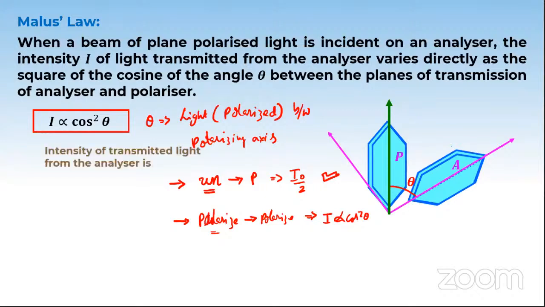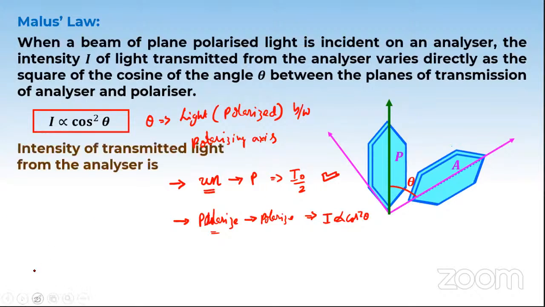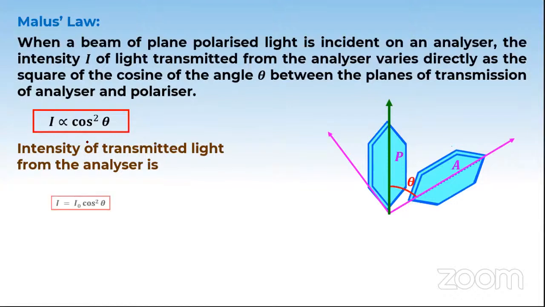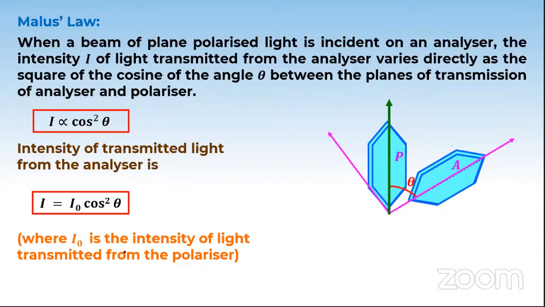Exactly, that's correct. Let me write the formula here. After removing the proportionality symbol, you get I = I naught cos square theta, where I naught is the maximum intensity of the light, or the input intensity. It is the incoming intensity, and I is the outgoing intensity. And theta is the angle between the polarized light and the polarizing axis. I'll demonstrate an example.